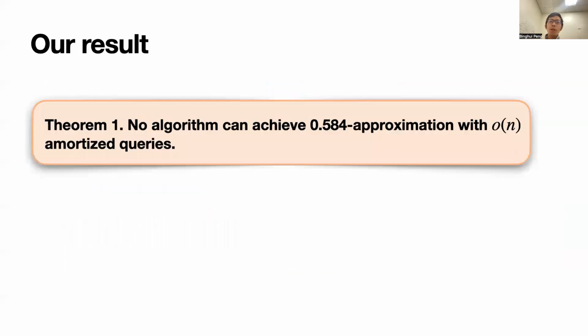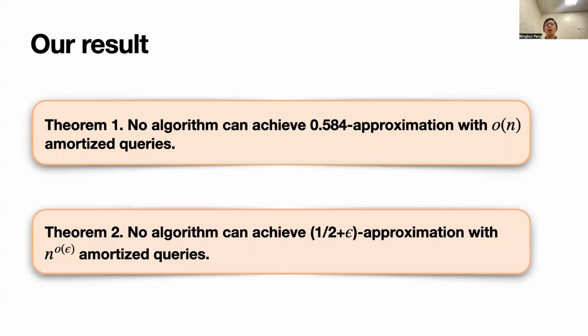So our main result is two lower bounds. Our first lower bound says that no algorithm can achieve 0.58 approximation with little o of n amortized queries, because 1-1/e is approximately 0.63. So this means you cannot achieve this approximation unless you pay omega of n amortized queries per update. And our second result shows that no algorithm can even achieve 1/2 plus epsilon approximation with only n to the little o of epsilon amortized queries.